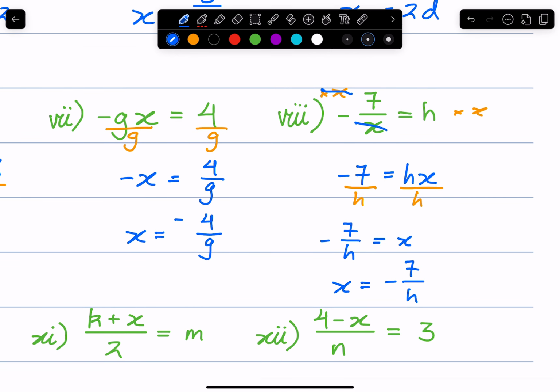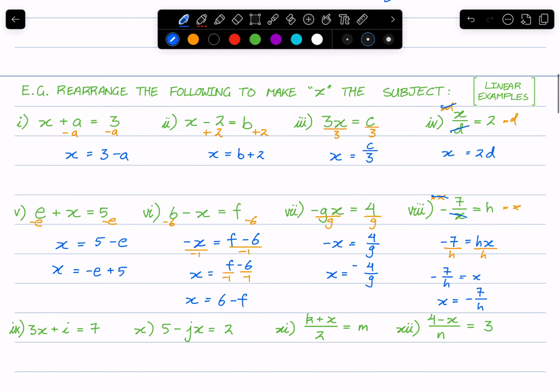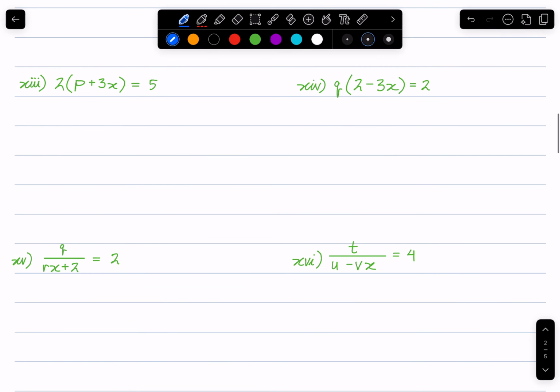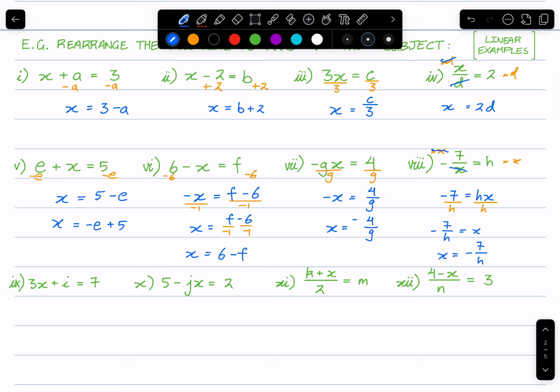Okay, so I hope that's given you an insight into the basic ideas and all the different types of inverse operations that you might encounter. As we keep going forward, you're going to see just a variety of combinations of all of these. Okay, so hope to see you then, and best of luck.